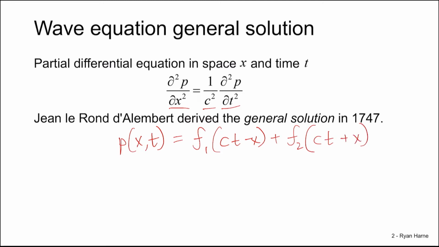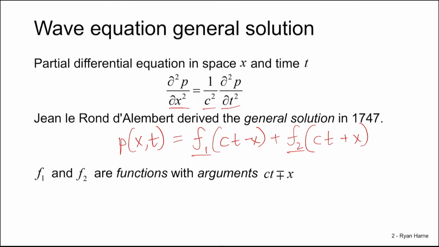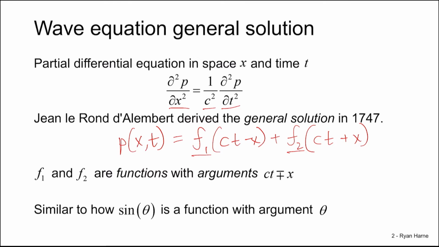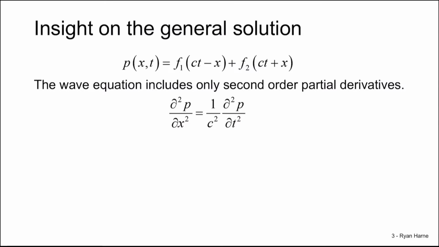What's important to recognize here is that f1 and f2 are not multiplied by ct plus or minus x. In fact, these are functions that have arguments of ct minus or plus x. So in other words, it's similar to how sine of theta is a function with the argument theta. So that's what f1 and f2 are for us here for the acoustic wave equation. So let's gain some insight about this general solution. It's a combination of functions that include arguments ct minus x and ct plus x.